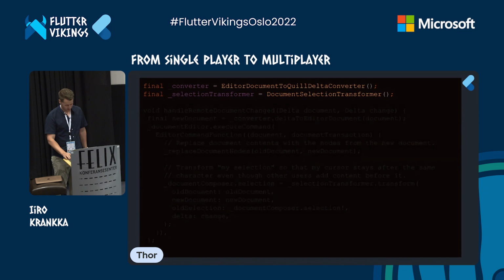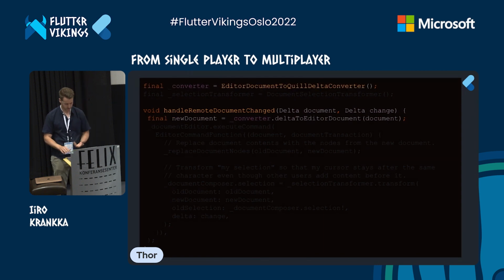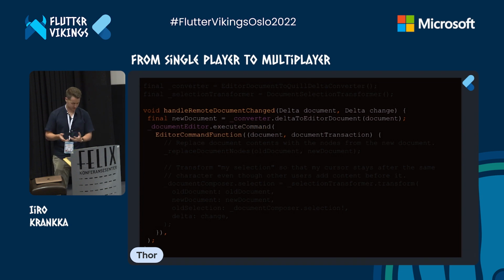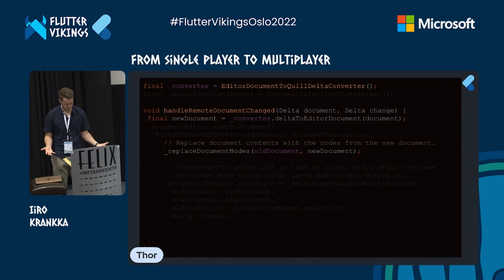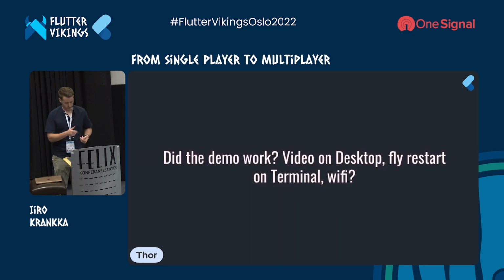Every time a remote document changes, so other users are editing, we convert the delta document to a SuperEditor document. Then we execute this SuperEditor command that replaces the SuperEditor document with the new document completely. And every time we change something in the editor, we also need to transform the selection in one go. And yeah, okay, the demo worked.